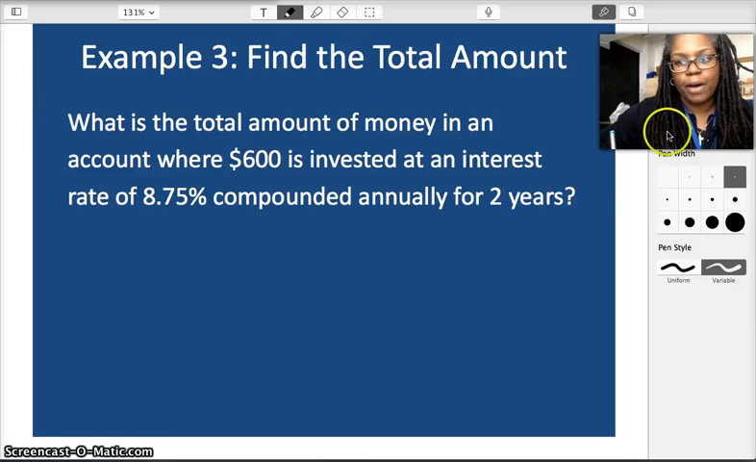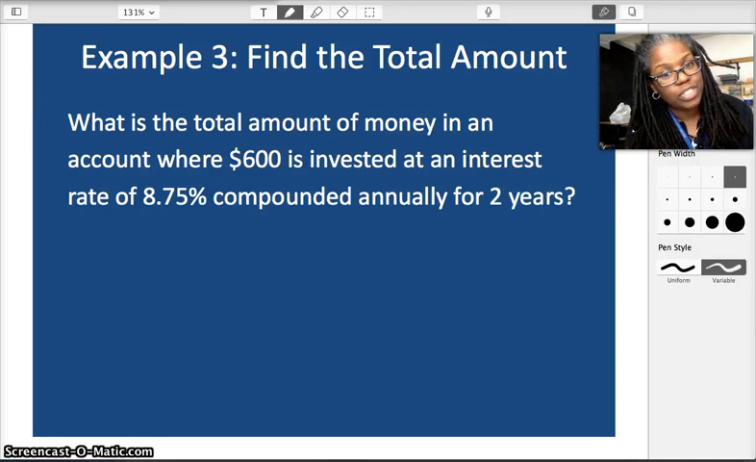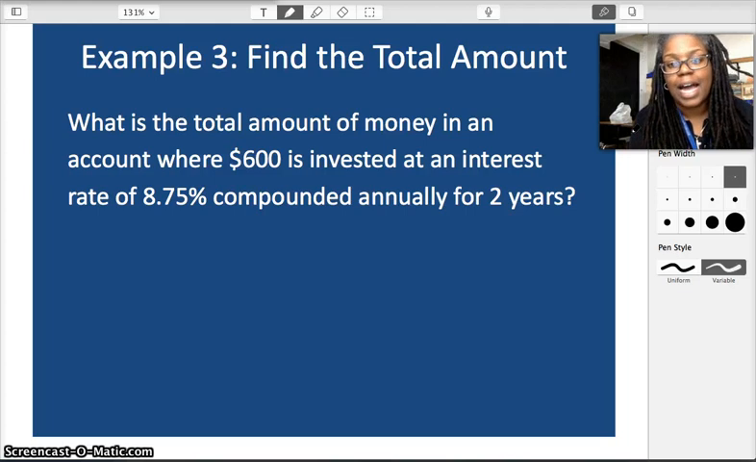Find the total amount. What is the total amount of money in an account where $600 is invested at an interest rate of 8.75% compounded annually for 2 years?